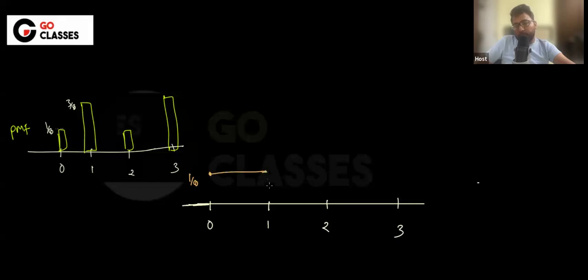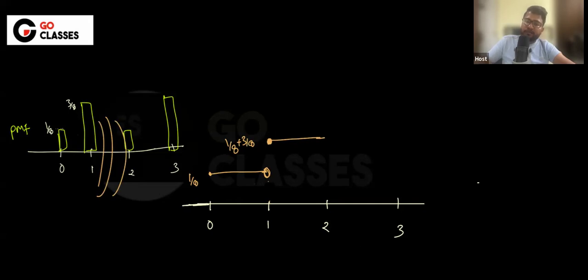At 1, there is a sudden jump. So there is no 1 by 8 here. There is a sudden jump at 1, which is 1 by 8 plus 3 by 8, right? So this is 1 by 8 plus 3 by 8. Till 2 there is nothing extra, so till 2 it is the same thing. At 2 there's a sudden jump, and how much jump is it? Jump of 1 by 8, right? So it is 1 by 8 plus 3 by 8 plus 1 by 8.